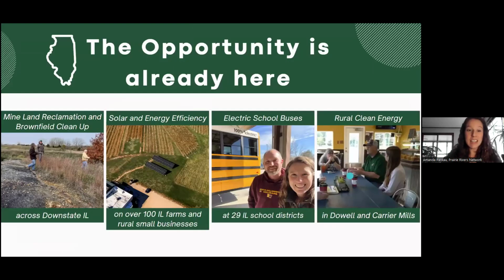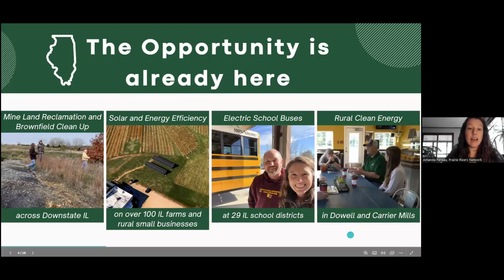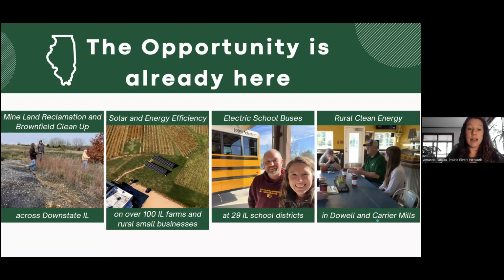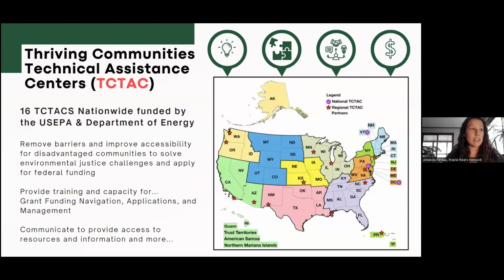So you may have already seen the benefits of some of these opportunities firsthand in your community or nearby communities. Here are just a small handful of projects or programs that are supported by state and federal funding that I've personally been involved in. Illinois has unprecedented funding to clean up abandoned mine lands across downstate Illinois. Over 100 Illinois farms and rural small businesses have adopted solar and energy efficiency projects since August of last year alone. 29 school districts have received funding for electric school buses. And finally, rural communities like Dowell and Carrier Mills are exploring innovative clean energy projects.